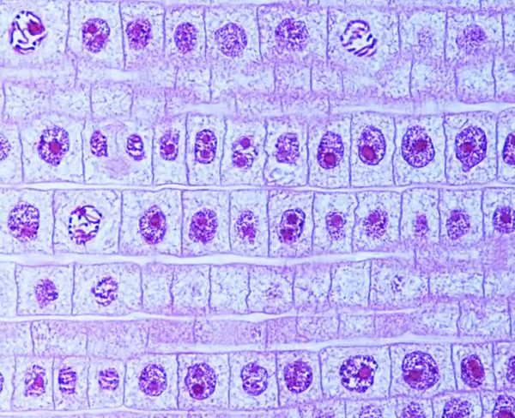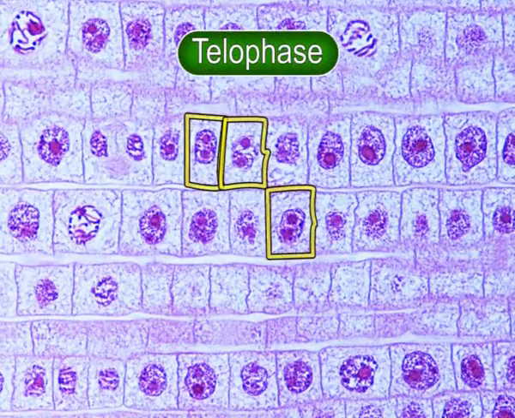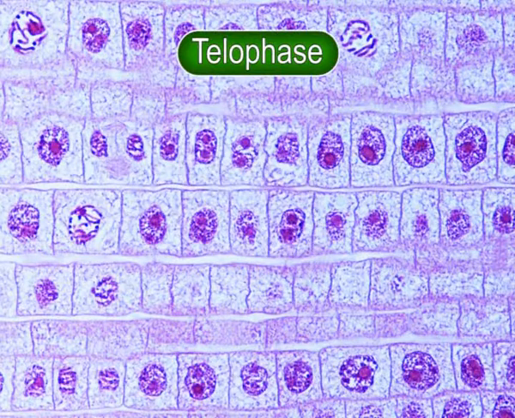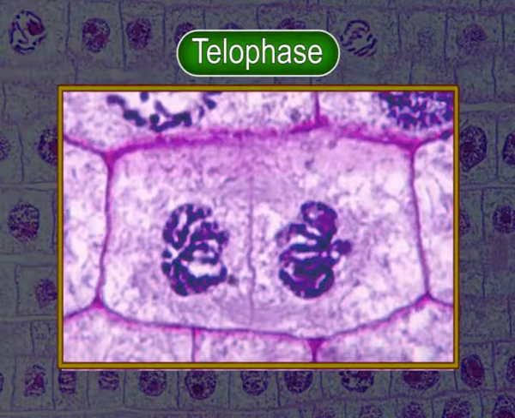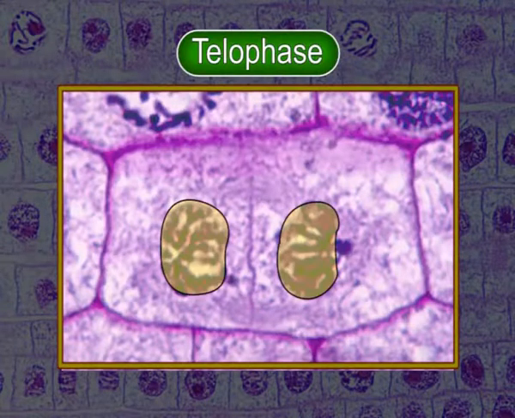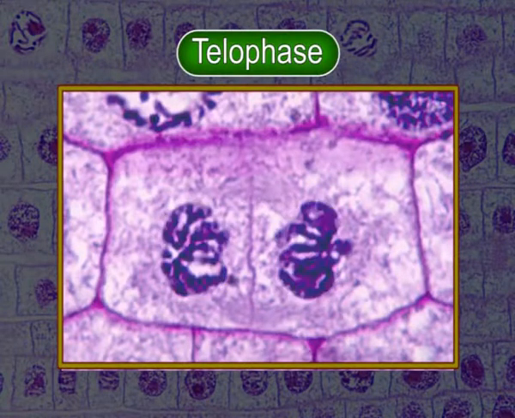These cells represent telophase, the next stage of mitosis. The spindle has disappeared and the daughter chromosomes have uncoiled to form chromatin fibers at the two poles. In the late telophase stage, the nuclear membrane and nucleolus have appeared.